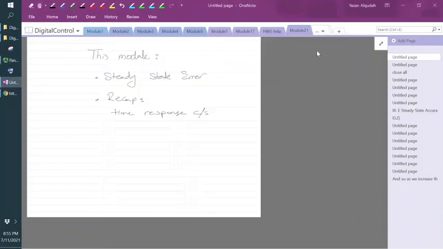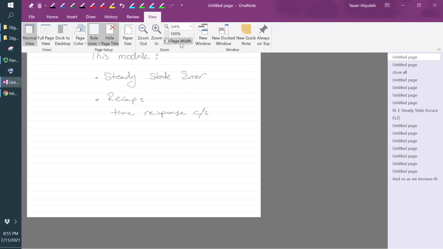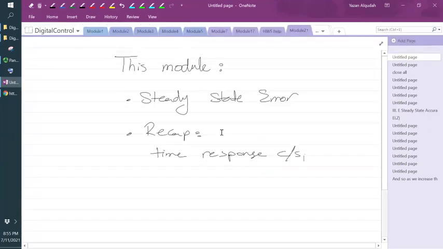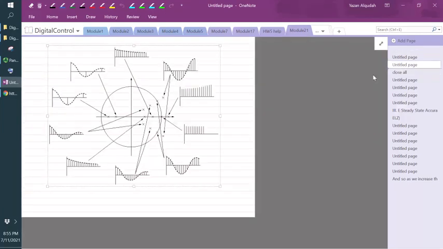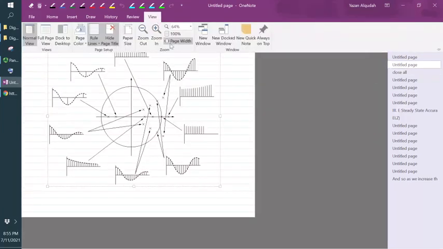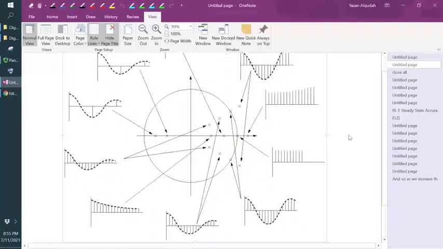Okay, hello everybody. In this module we're going to be looking at the steady state error. However, before we start talking about the steady state error, I want to go back and do an example on the time response characteristics.